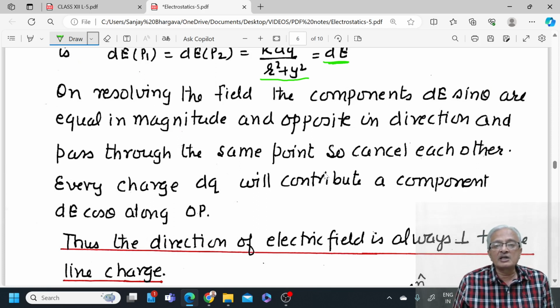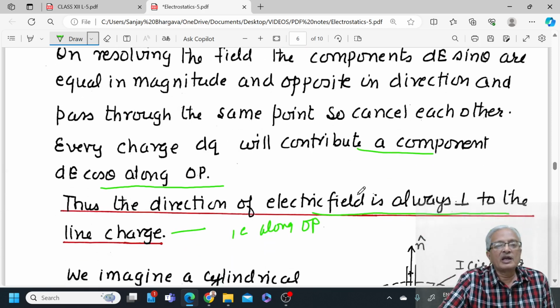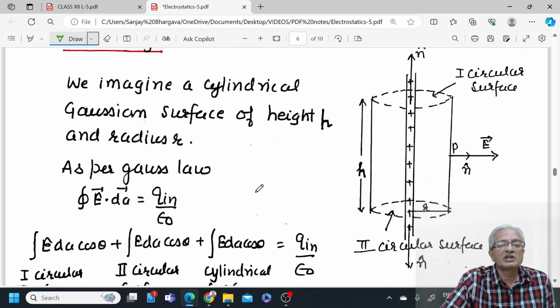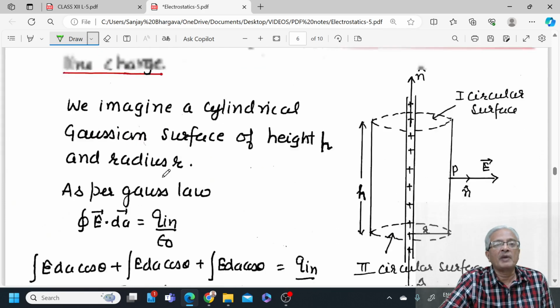So every charge dq would be contributing one component dE cos theta along OP. Since every charge is contributing a component dE cos theta which is along the same direction OP, the direction of the net electric field would always be perpendicular to the line charge, that is along OP. So we are able to determine the direction of the electric field produced by the line charge. Now we are supposed to calculate what would be the magnitude.